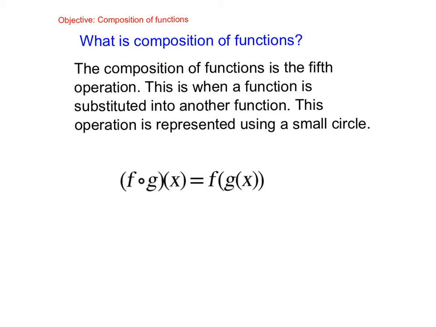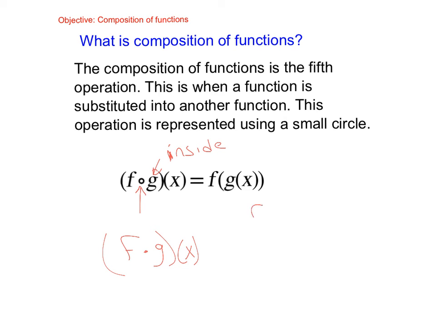So notice the notation is a small circle. So don't get confused between multiplication, which is a dot, and the tiny circle. So this is composition, and we are plugging G into F. So the one on the right is the inside function, and then F is the outside function. So I'm taking G and I'm plugging it into F.